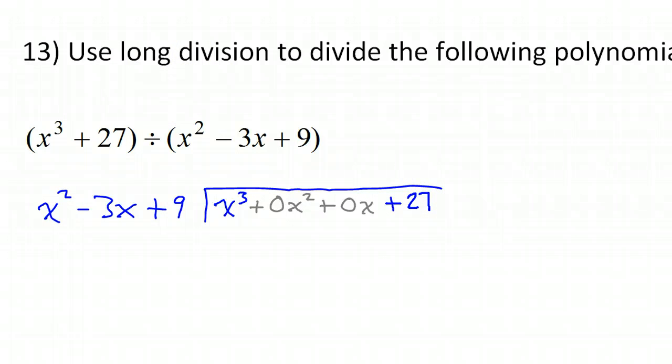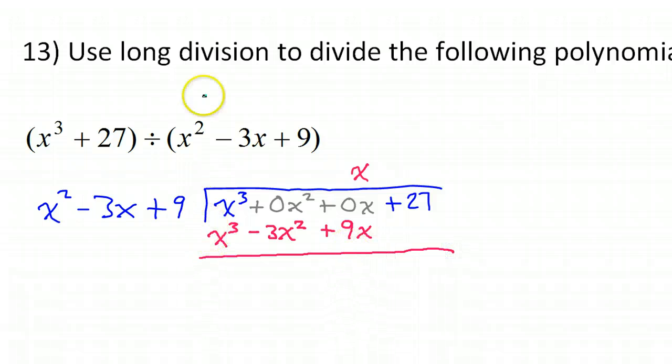And you should be asking yourself, x squared times what will make x to the 3rd power? Well, that's going to be x squared times x. Once you have this, you take it and you distribute it. So x times x squared, of course, is x to the 3rd power. That's why we picked it. But x times negative 3x is going to be negative 3x squared. And x times 9 is going to be 9x.